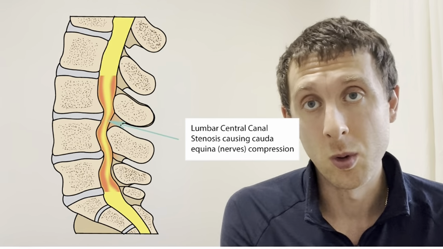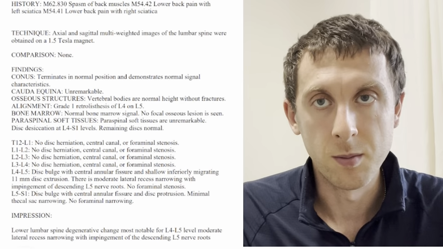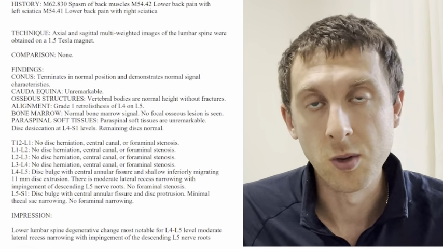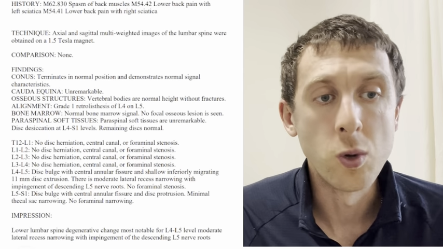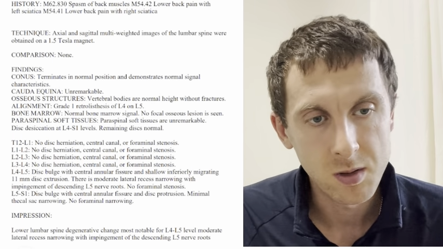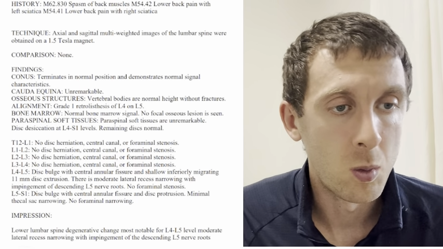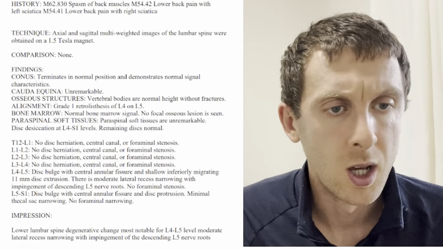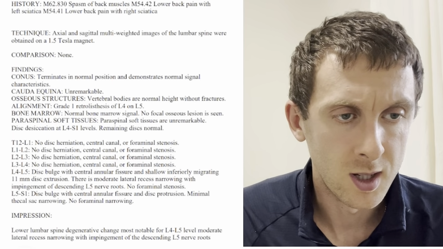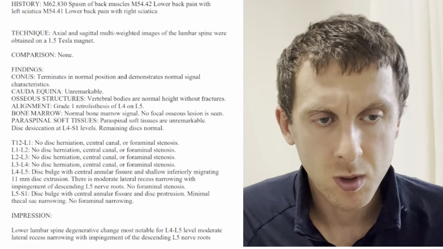The central canal is the main tunnel where the spinal cord travels down and then eventually branches off or finishes, and then the nerves continue down as an extension. So no central canal or foraminal stenosis. Again, stenosis is narrowing, and foramen are the tunnels where the nerves come out of. That's written the same at T12-L1, L1-2, L2-3, L3-4. So normal at those levels, and then L4-5 we mentioned, and then L5-S1, a little bit of change.